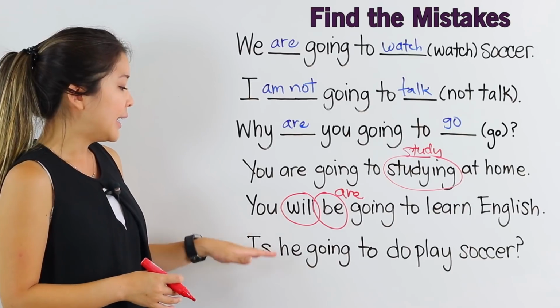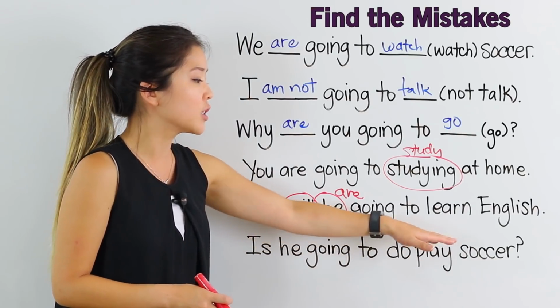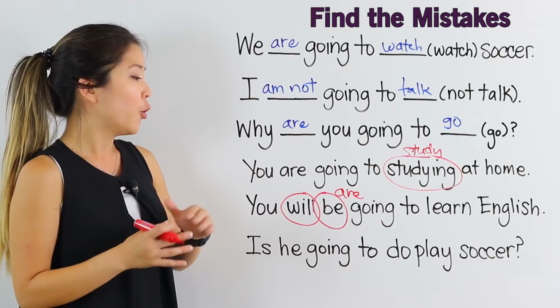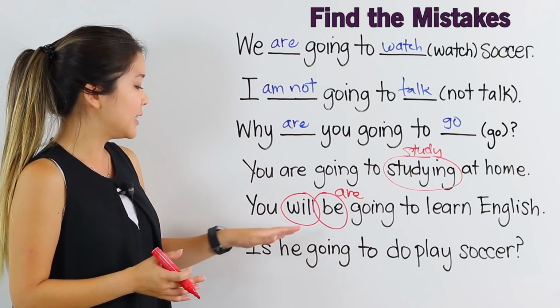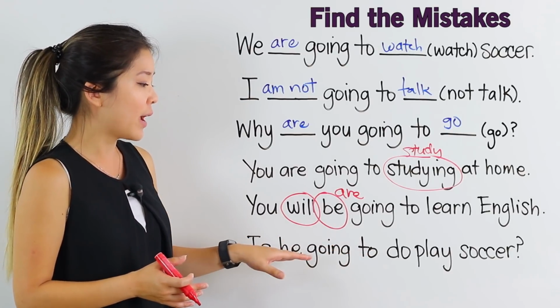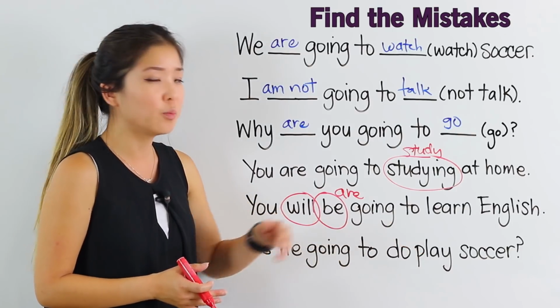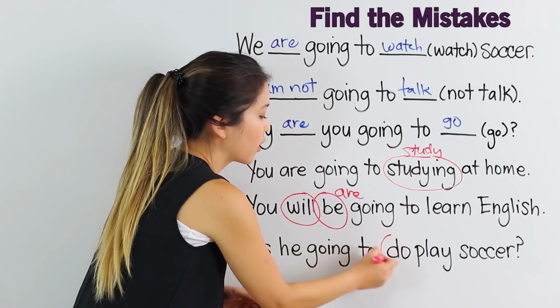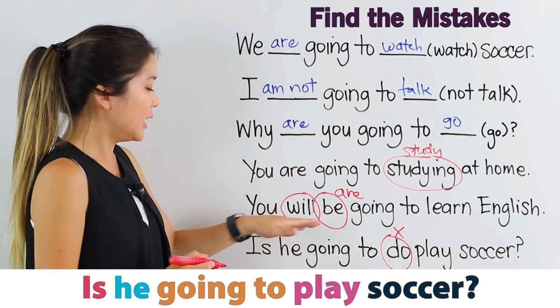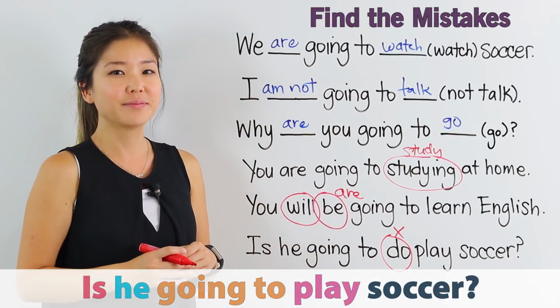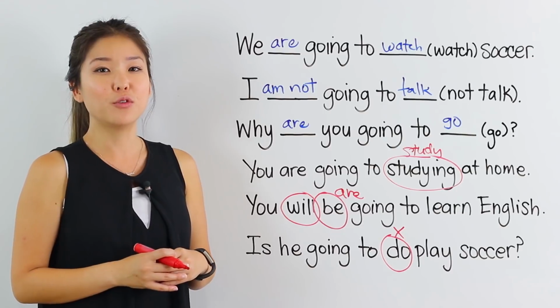And finally, is he going to do play soccer? Uh-oh, we have two verbs here. Is he going to? That's correct, but we have do and play. We don't need both. So we say, is he going to play soccer? Great job, everybody.